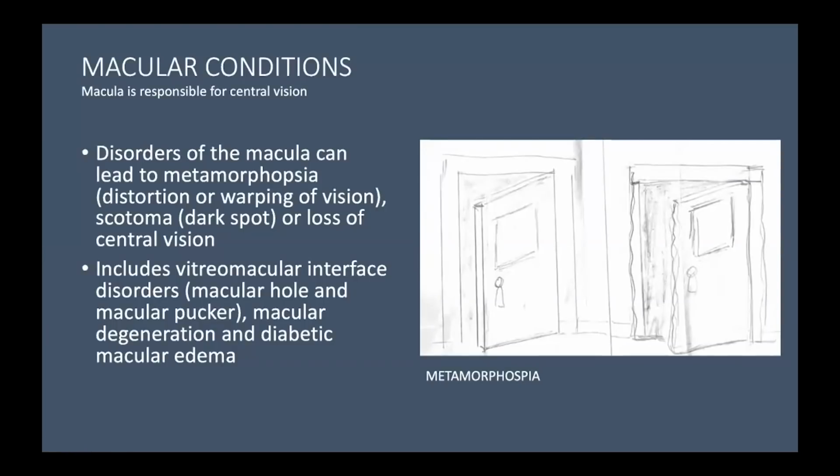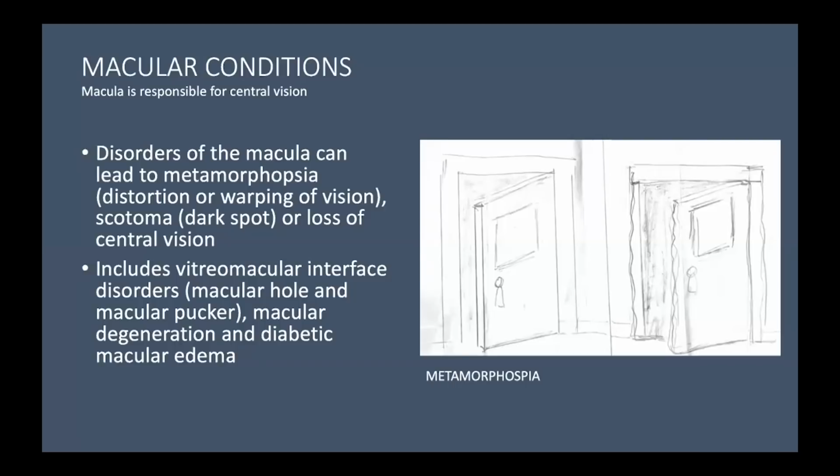So now we've discussed posterior vitreous detachment, flashes and floaters. We've discussed retinal tear and retinal detachment. And now we're going to shift gears and talk about macular conditions. The macula, as we've said several times, is responsible for the central vision. It's the portion of the retina that has the most dense concentration of photoreceptors. And disorders of the macula can lead to something we call metamorphopsia, which is distortion or warping of the vision. Can also cause scotoma, dark spots, or loss of the central vision, general blurring of the vision.